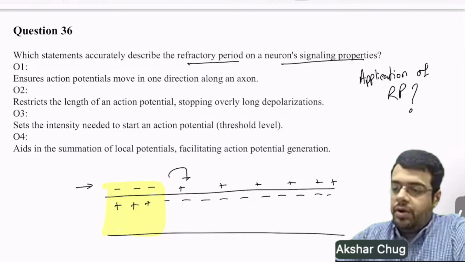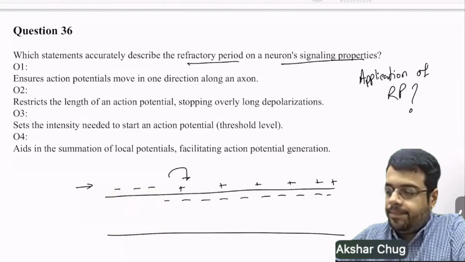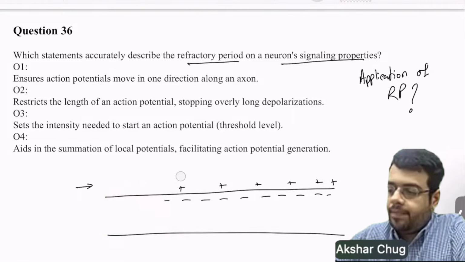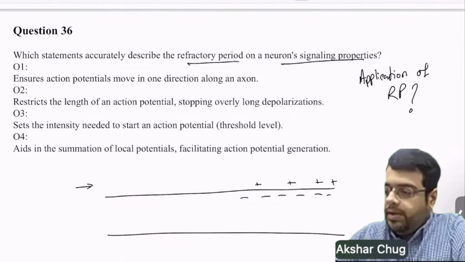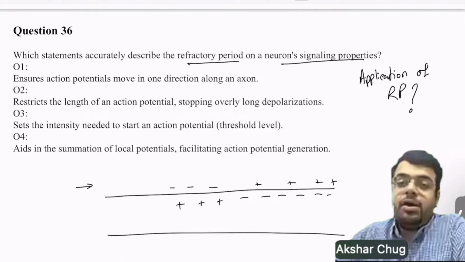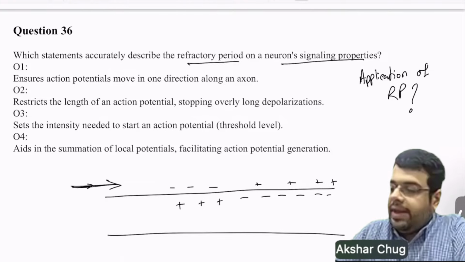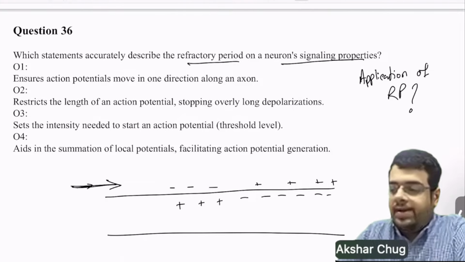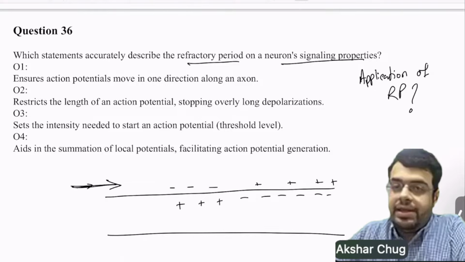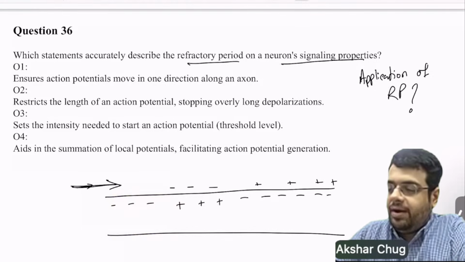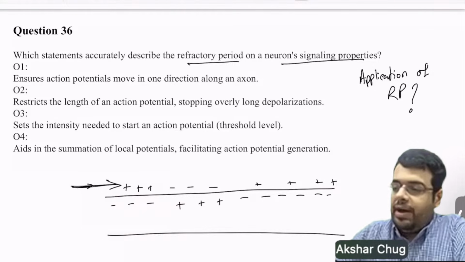So what will happen in the next phase is that this part of the neuron will be positively charged and this part of the neuron will be negatively charged. So the direction of impulse is in this direction. We want the direction to move in the right direction. And again, here the charges will revert back to the original charges. So now the depolarizing segment is here.